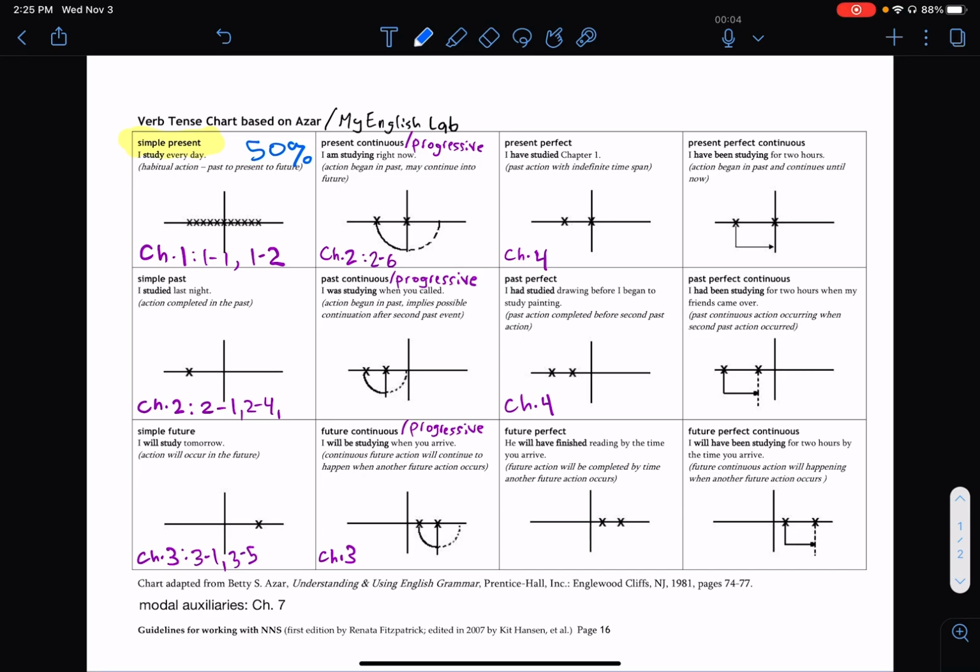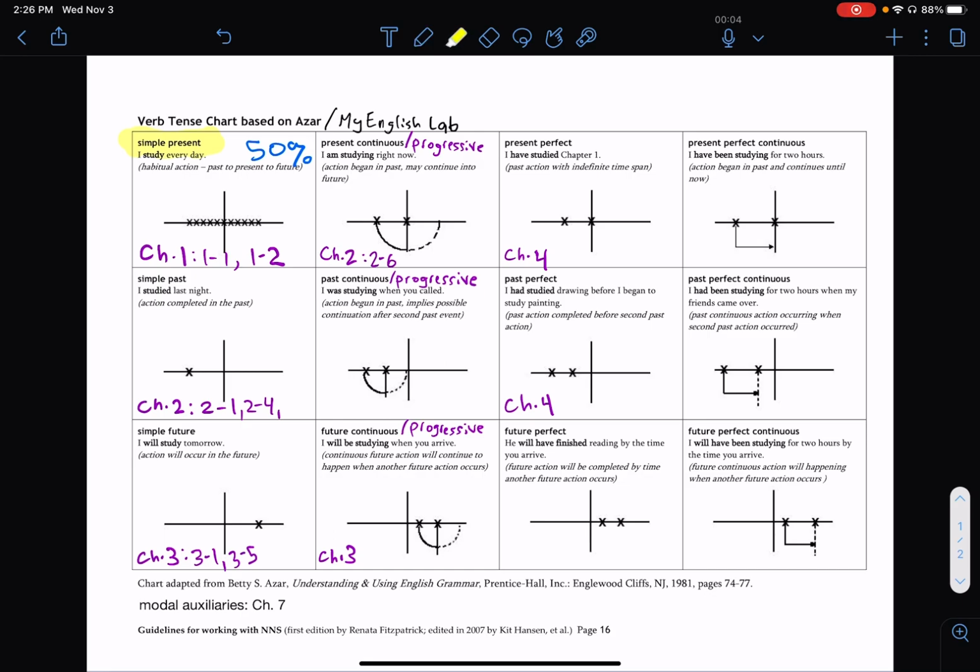Sometimes we use it for facts, right? Actually, we do use it for facts. California is a large state. San Diego is a tourist city. Has many tourist attractions. Okay. My teacher is Natasha Tricoche. That is the simple present tense. Okay. Facts that don't change. Habitual actions. 50% of the English language.